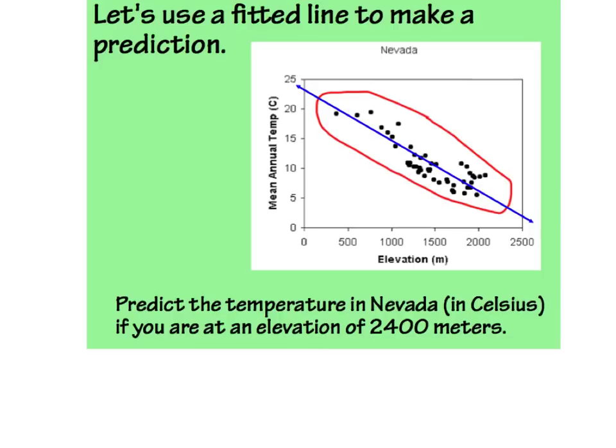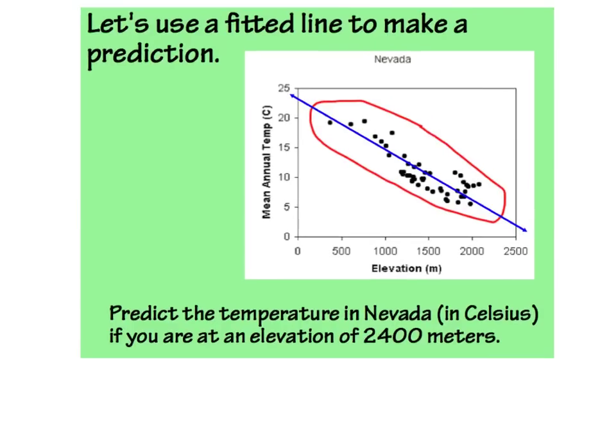Okay, now that we've made our fitted line, in order to make a prediction, our problem says predict the temperature in Nevada in Celsius if you are at an elevation of 2,400 meters. So to make this prediction, we're going to go to where 2,400 meters is along the x-axis, and I'm going to predict it is right around here. Okay, from there I'm going to draw a line going straight up.